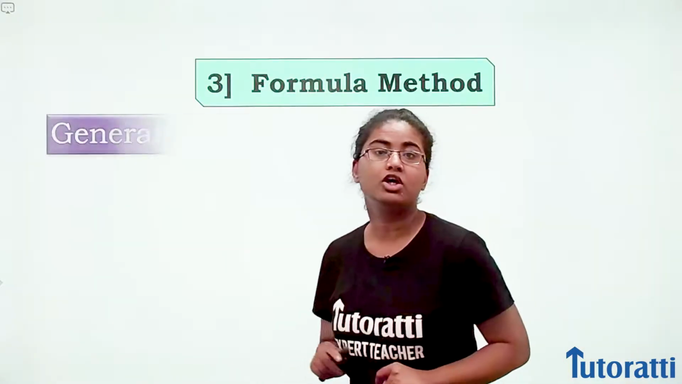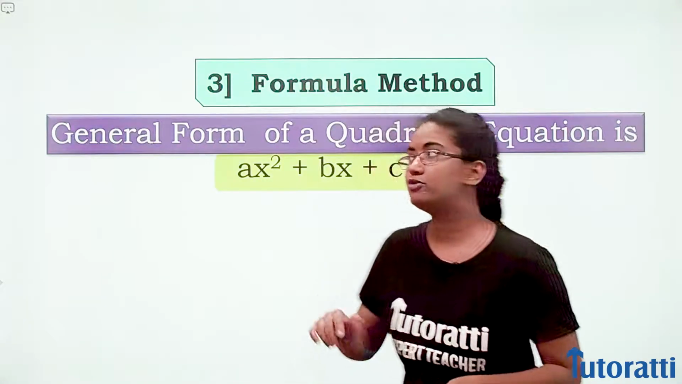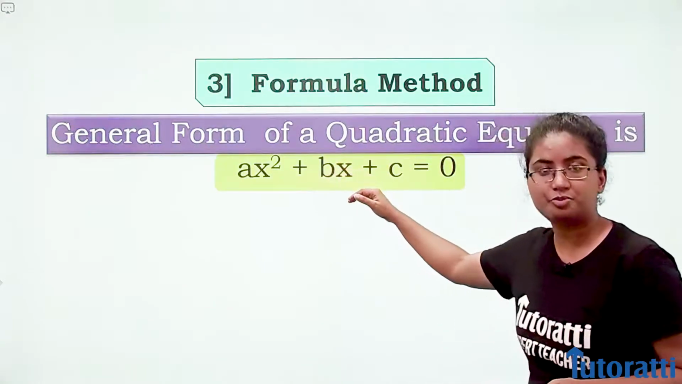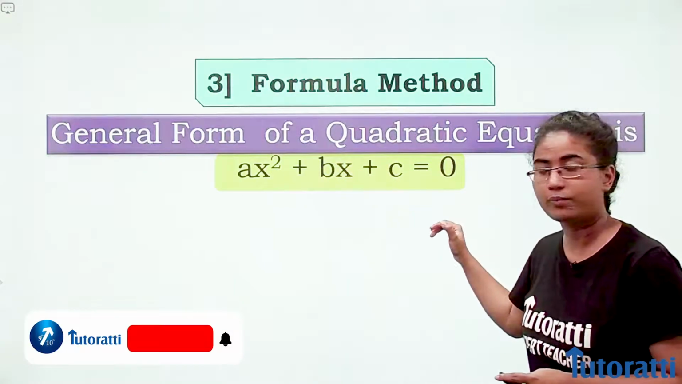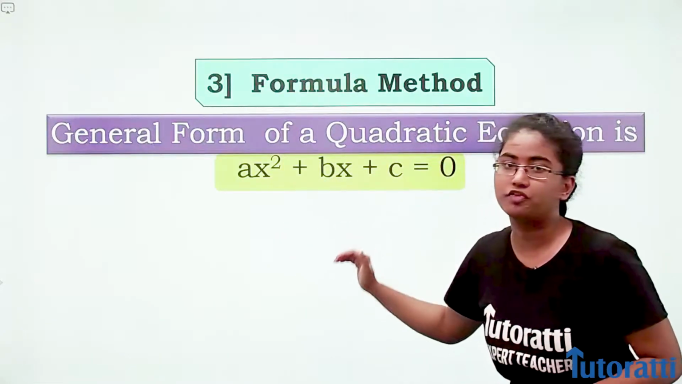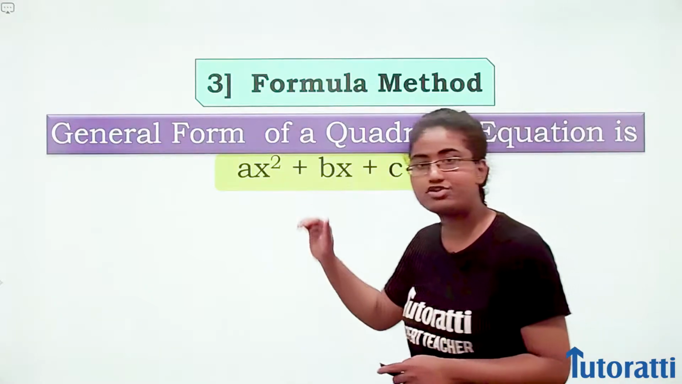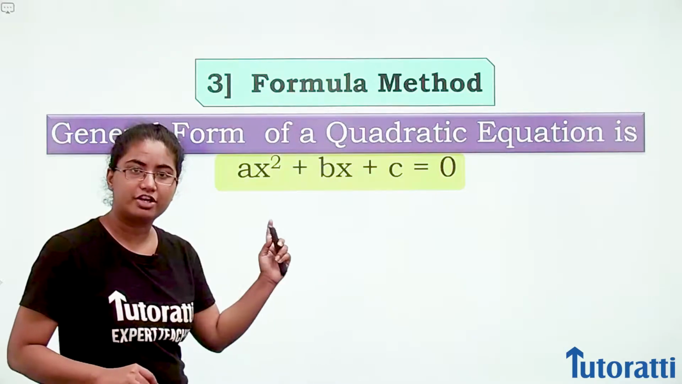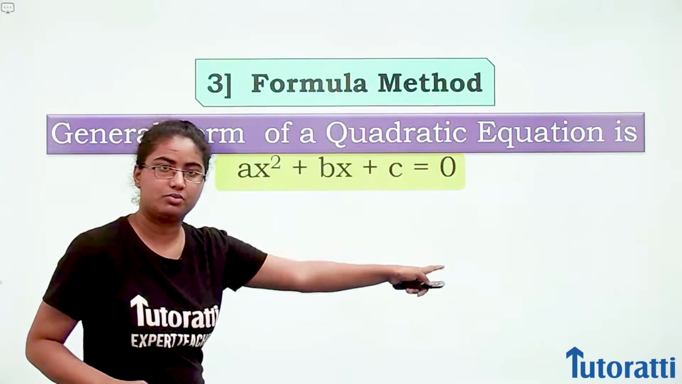Formula method for its general form. So we have a general form of quadratic equation, which is ax square plus bx plus c equals to 0. Remember, you want all your terms on the left hand side while solving using formula method. You want all your terms on the left hand side, equals to 0.